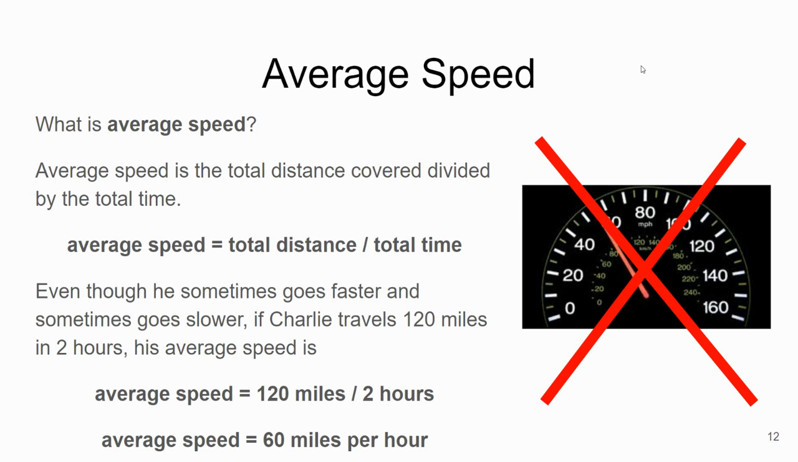Because in real life, if you're going on a road trip, sometimes you're going to go faster, sometimes you're going to go slower. So your average speed is just your total distance over your total time. That's what average speed is. So not what your speedometer reads.